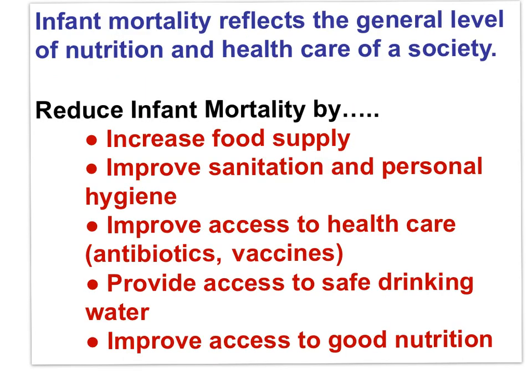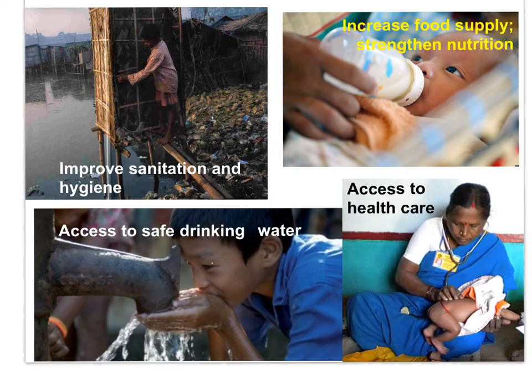Remember that infant mortality reflects the general level of nutrition and health care of a society. Governments are working to reduce infant mortality by increasing the food supply and providing greater access to good nutrition, improving the sanitation and personal hygiene, improving access to health care such as antibiotics and vaccines, providing access to safe drinking water, and improving the access to good nutrition. In these images, you can see the importance of clean water, clean living conditions, access to health care, and sufficient food in reducing infant mortality.